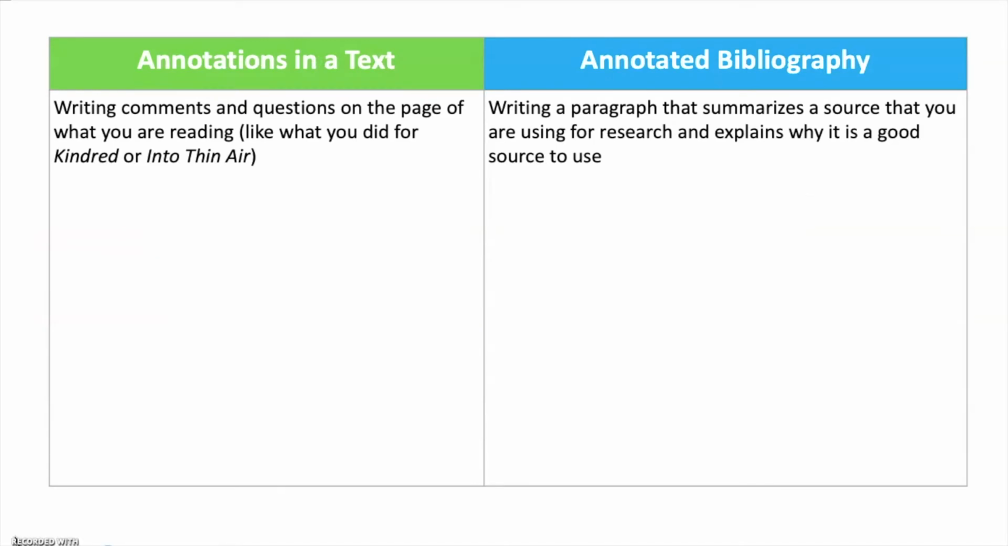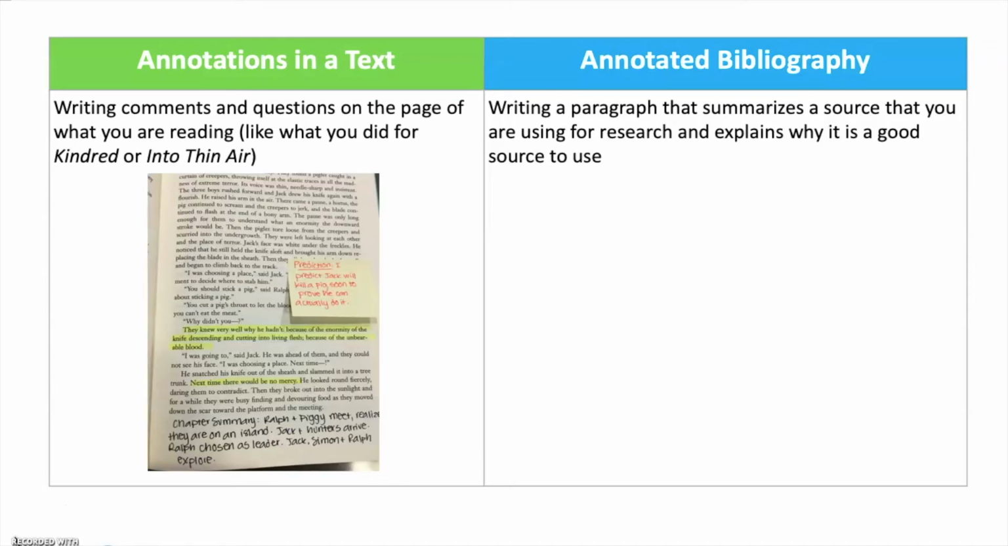So the most important concept to understand for this unit, otherwise it's going to be super confusing, is that in English there are 2 different times that we use the word annotate or annotations. This year, for the most part, we've been using annotations, meaning writing questions and comments on the page of whatever you're reading. So like what I've asked you to do for Kindred, or what I've asked you to do for Into Thin Air or Lord of the Flies. Here's an example from Lord of the Flies where I write down my prediction or my chapter summary.